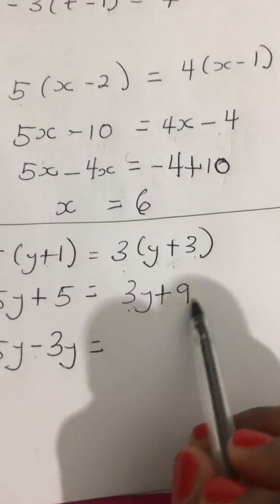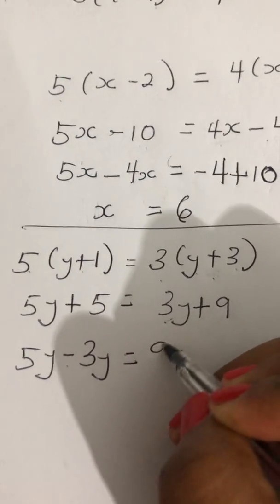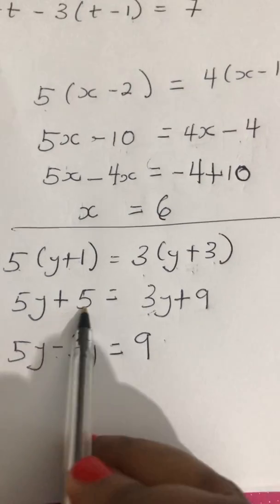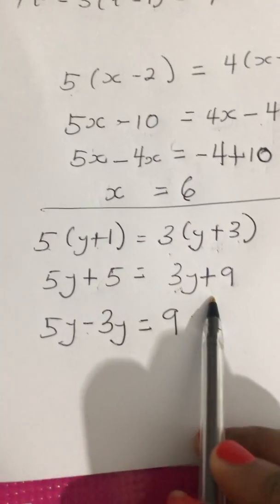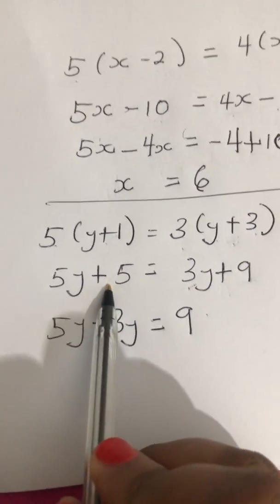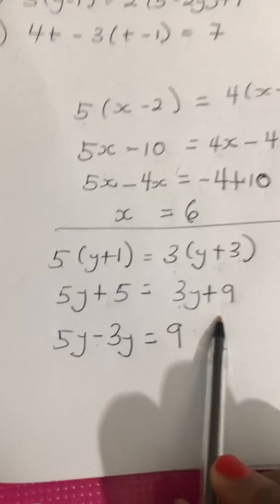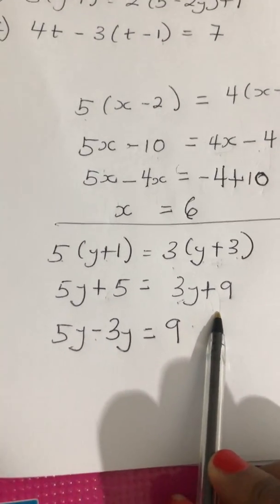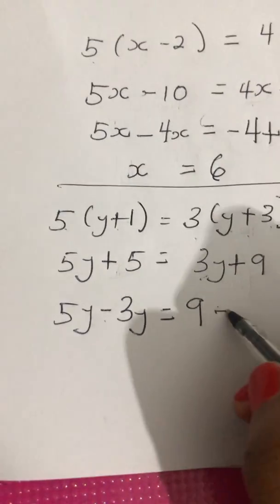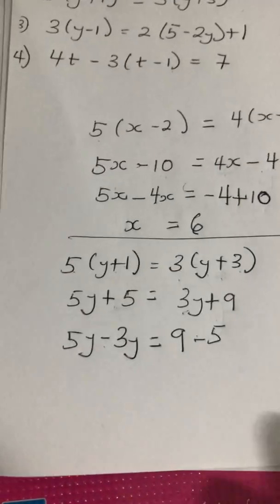The 9 is already here, so you bring the 9 down here, and you see the 5. It's a positive 5. It is crossing the equal to sign. If it is a positive sign and it's crossing the equal to sign, it becomes a what? A negative 5. So you have negative 5 here.